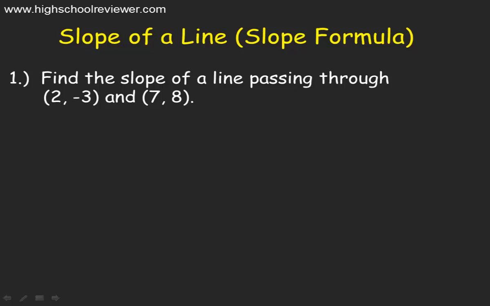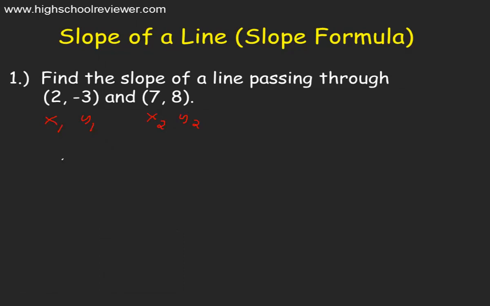Problem number 1. Find the slope of a line passing through points positive 2 and negative 3 and point positive 7 and positive 8. First, we need to find the values of the first and the second x and y. For our point 1, positive 2 is our x sub 1 and negative 3 is our y sub 1. For our point 2, positive 7 is the x sub 2 and positive 8 is the y sub 2. And then we can now solve for the value of the slope.